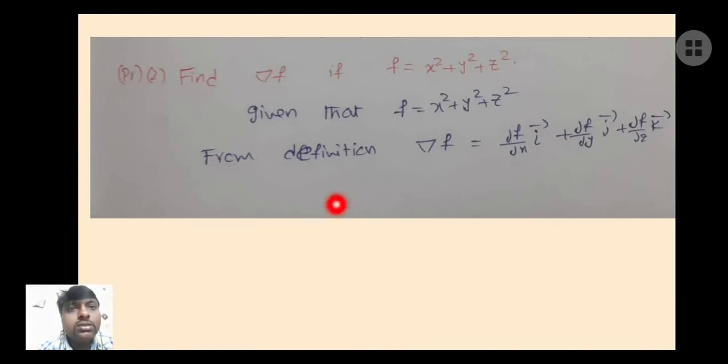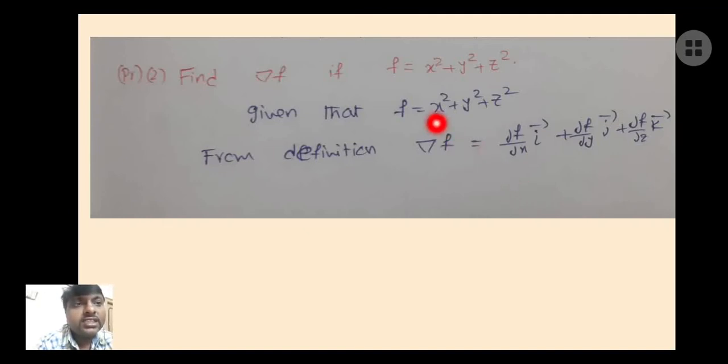Now go through the second example. Find del phi if f is equal to x square plus y square plus z square. It also looks like the previous example. Given that f is equal to x square plus y square plus z square, from the definition, del f is equal to dou f by dou x into i bar plus dou f by dou y into j bar plus dou f by dou z into k bar. From the definition I am writing grad f.